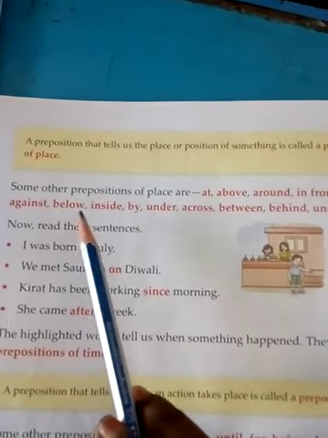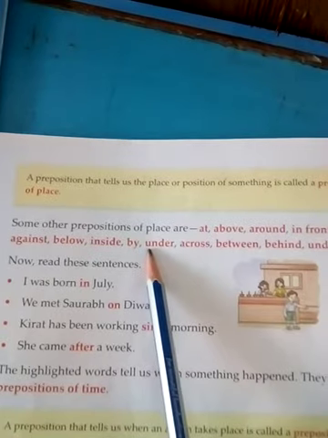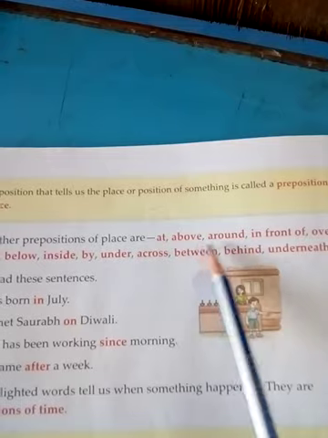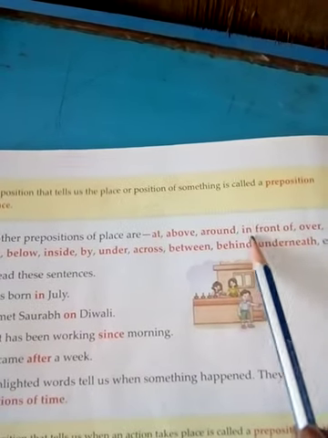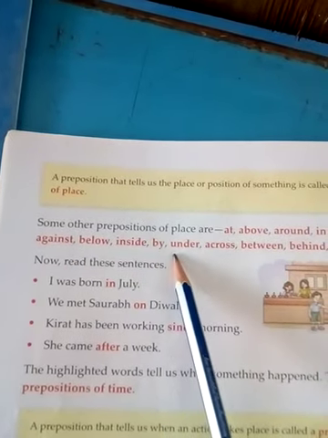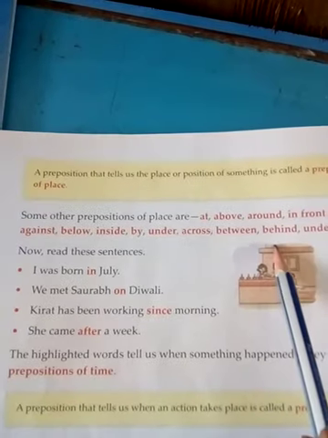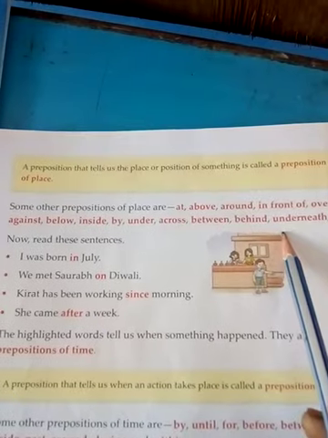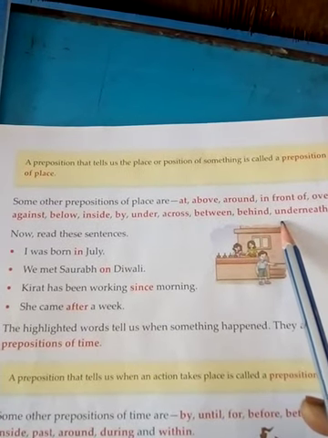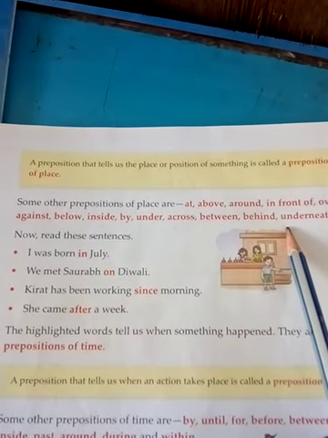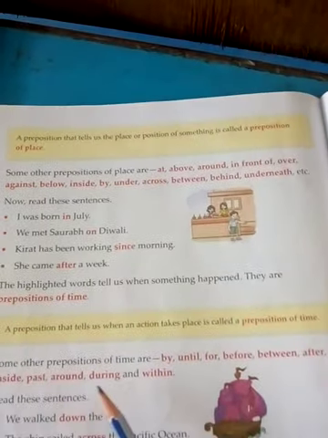There are some other prepositions of place. The words which show the preposition of place are at, above, around, in front of, over, against, below, inside, by, under, across, between, behind or underneath. These are the words which show the place of a word, and so it is called a preposition of place in a sentence.